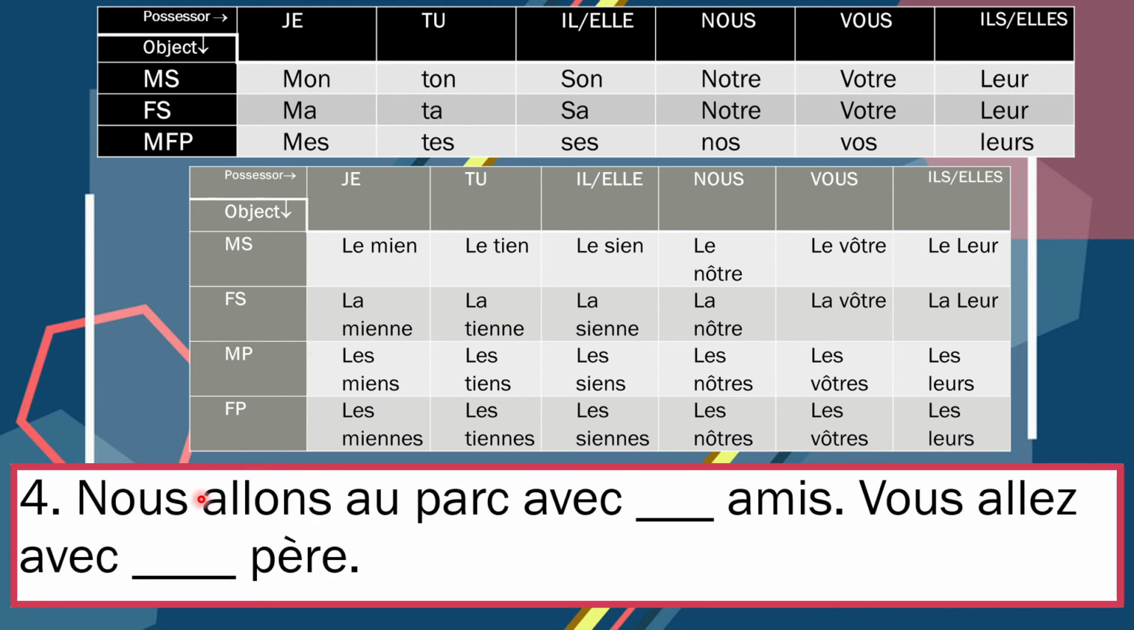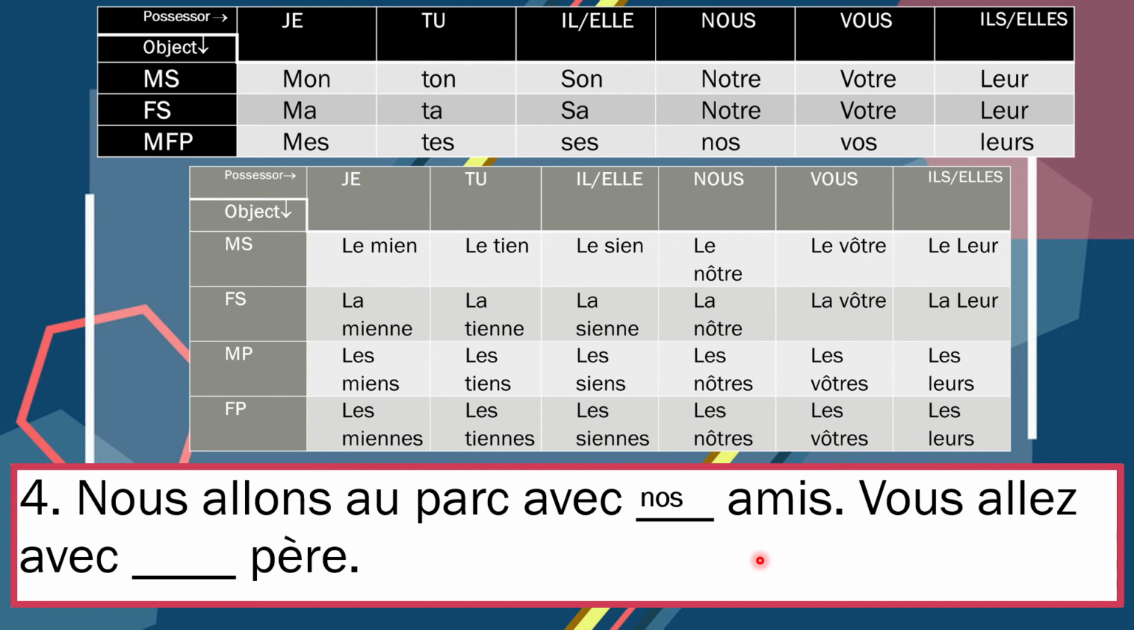And the last one: Nous allons au parc avec dash ami. So in this blank, you have to obviously put an adjective because it is followed by a noun. So let's find out the correct adjective. The subject here, or the possessor, is nous. So you're looking under nous. Ami is masculine plural, friends. So under nous, masculine plural is nos. So it becomes: Nous allons au parc avec nos amis.